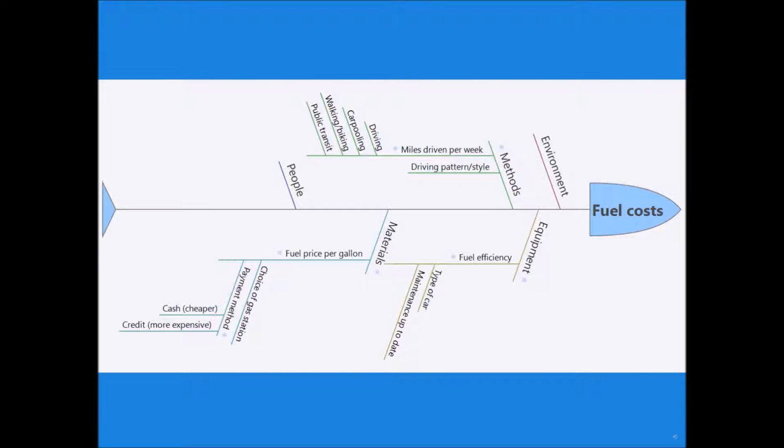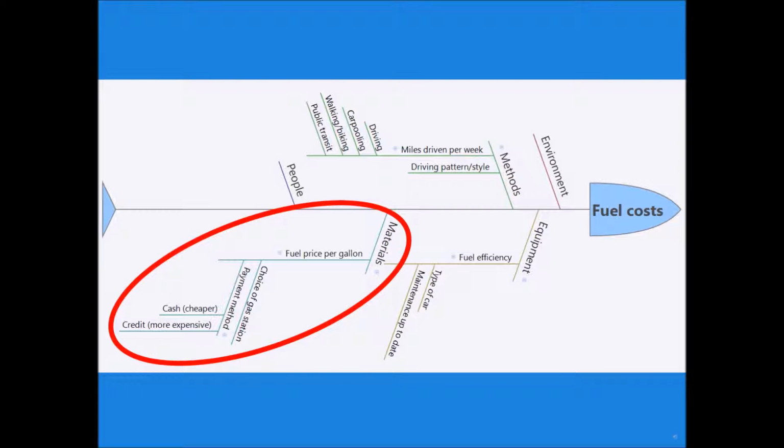When I'm trying to decrease my fuel costs, there are a couple things that go into it. I can look at the methods that I use when I'm driving. Everything from the miles that I drive per week, and things that go into that are whether or not I drive or carpool or walk or bike to work or use public transit, and then also my driving pattern or style. I can also look at the equipment. Particularly, I can look at the fuel efficiency of the car I drive, which is influenced by the type of car and the maintenance that I do on the car.